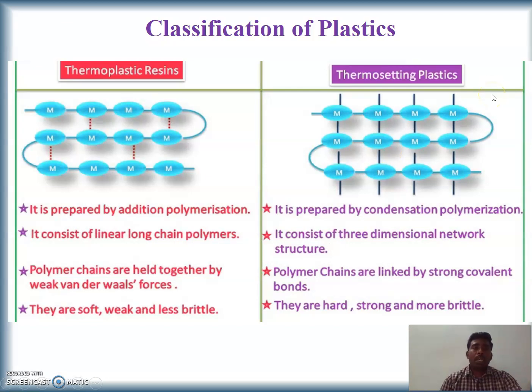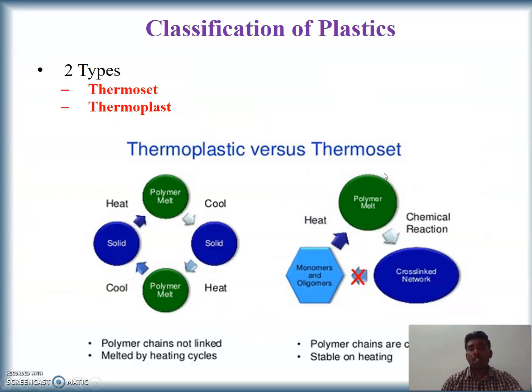Some classification of plastic is based on the arrangement of resin, that is, thermoplastic resins or thermosetting plastics. If you look at these two pictures, it is understood that thermoplastic is prepared by addition polymerization, while thermosetting plastic is prepared by condensation polymerization. Thermoplastics consist of linear long chain polymers, while thermosets consist of a three-dimensional network structure. Thermoplastics have both linear and non-linear structures, and they are soft, weak, and less brittle. Thermosets are hard, strong, and more brittle.